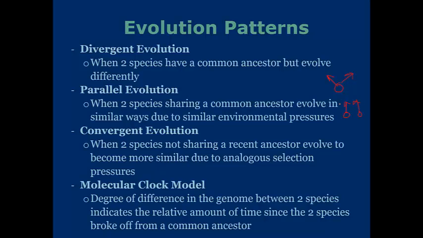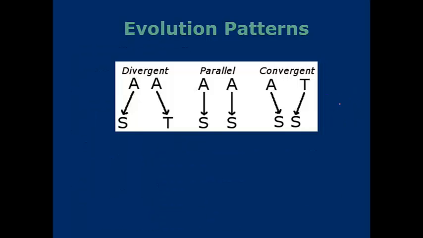Convergent evolution is when two species not sharing a recent ancestor evolve to become more similar due to similar pressures. An example of this would be wings. Butterflies are obviously not terribly related to birds. However, they both evolved some sort of wing-like structure because of similar pressures. The molecular clock model states that the degree of difference in a genome between two species indicates the relative amount of time since the two species broke off from a common ancestor. As you would guess, because of this model, it can be stated that eventually, at some point, we were all from a common ancestor. Here's a visual example of these different types of evolution patterns.